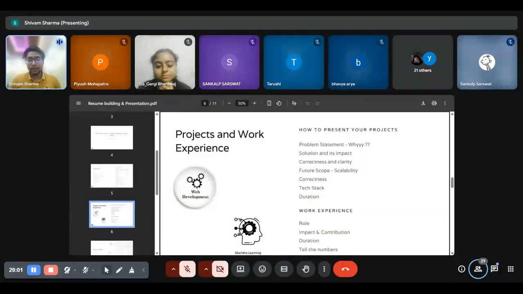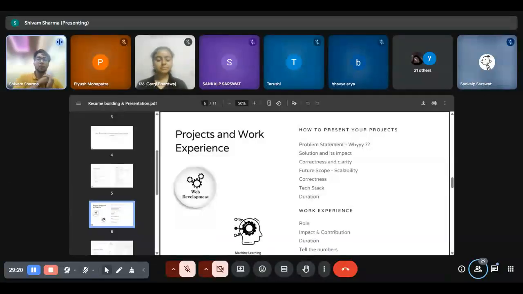For work experience, again, it's a bit the same. First, mention the role. After that, the impact and contribution that you have made in your organization. That this is the contribution I have made to the project, and this is the impact that we have created via that. Duration, you should mention, and tell about the numbers.